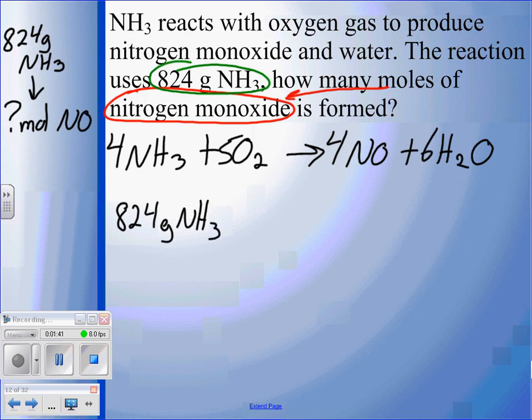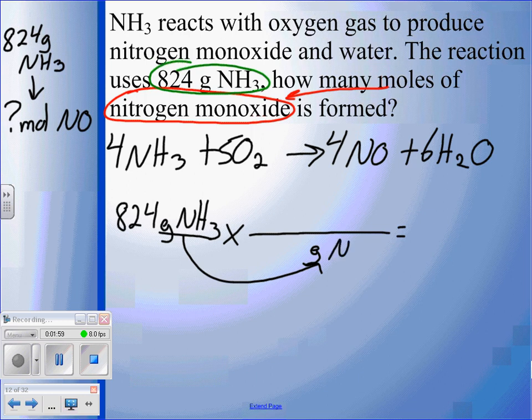All right, so I'm going to convert this to something. I don't know what yet. The unit that goes on bottom is this. This unit always goes on bottom. Doesn't matter what it is. So grams of NH3 will go here. Okay, grams of NH3 goes there.